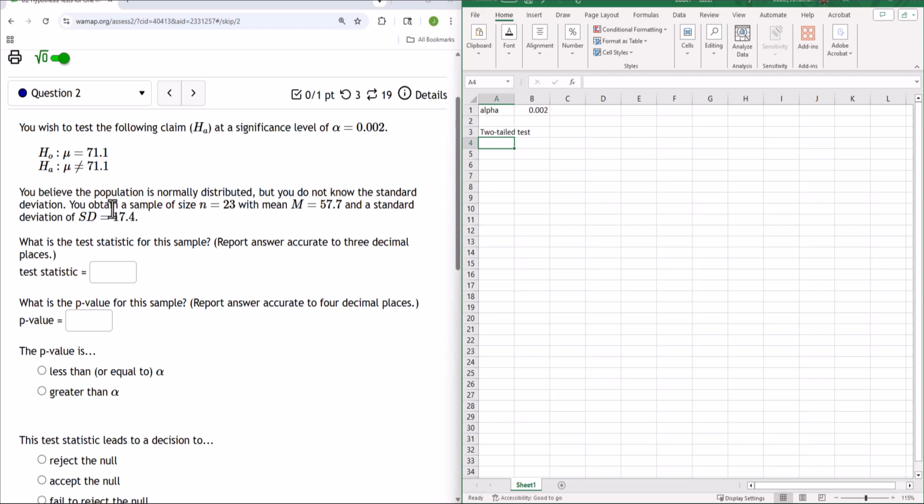Now we're given some information here in the next one. You believe the population is normally distributed, but do not know the standard deviation. You obtain a sample size of 23 with a mean. So a little different change in terminology here or symbolic work. I'm trying to clean all those up, but we're using a free platform. And so this is the mean. They tell us it's the mean. We call that x bar. And a standard deviation, that's s of 17.4.